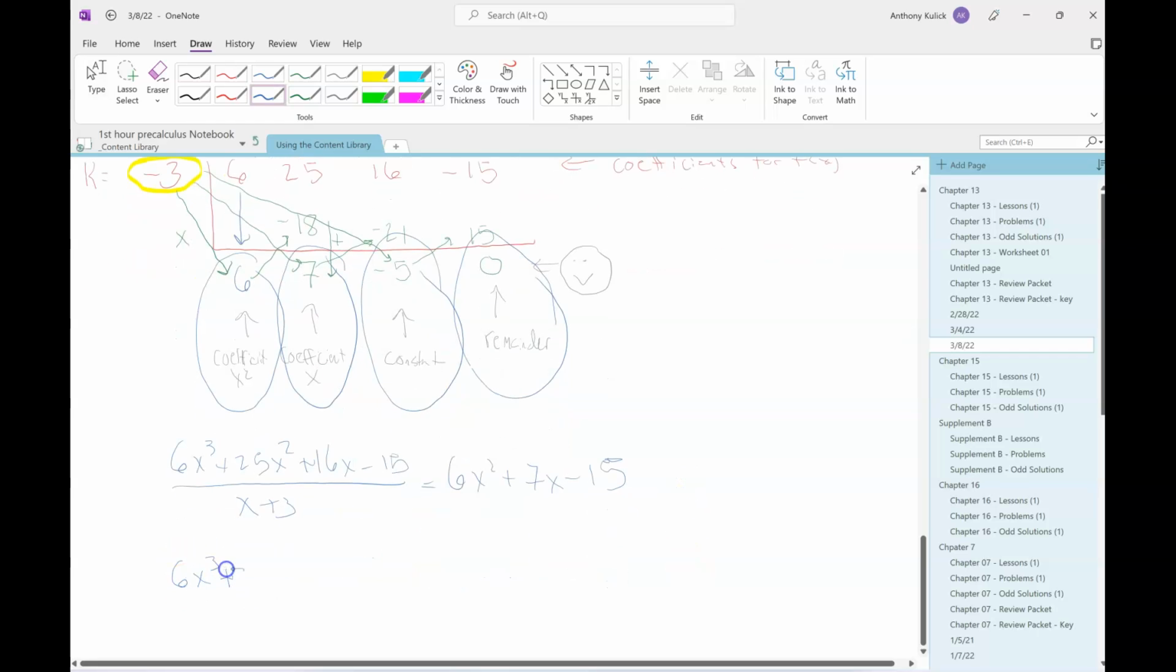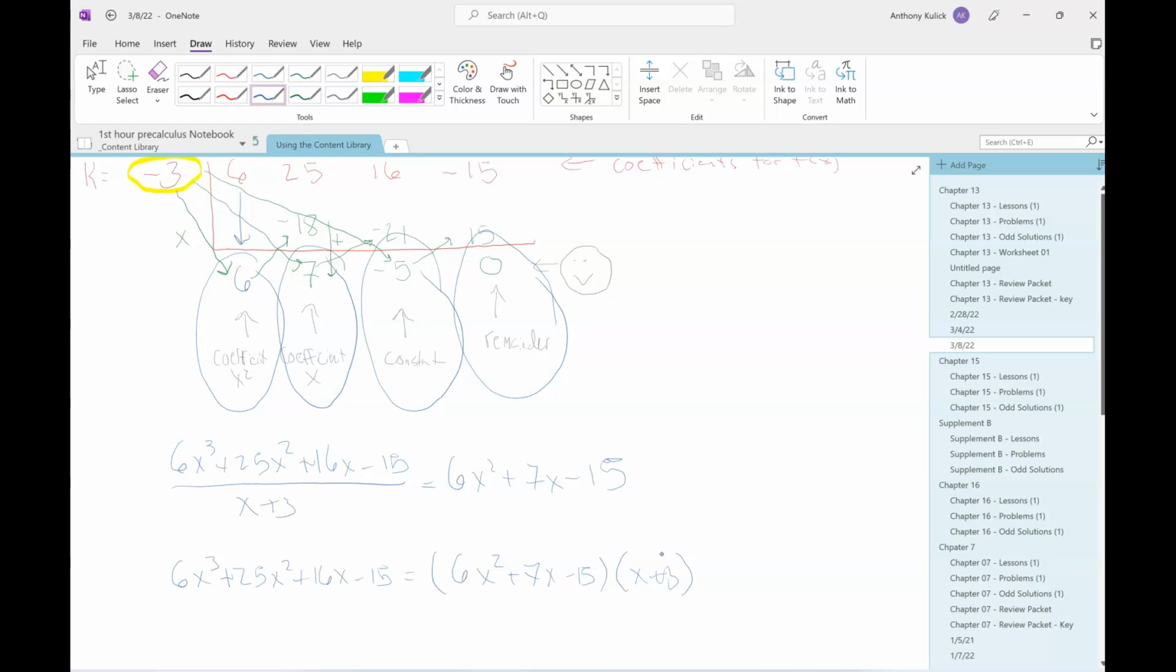Or if I write this in factored form, 6x squared plus 7x minus 5 times x plus 3, which is the same thing that we got from the polynomial long division. Now, this synthetic division process is quite a bit quicker, particularly if the polynomials get quite large, which they can. This is a pretty nice, quick process.